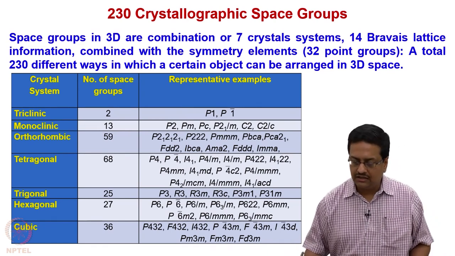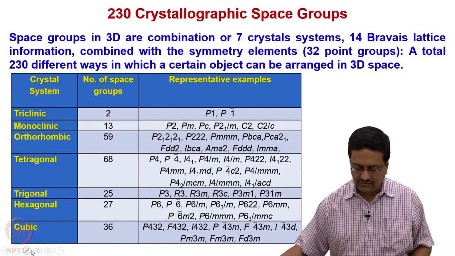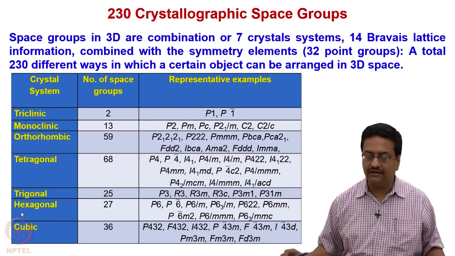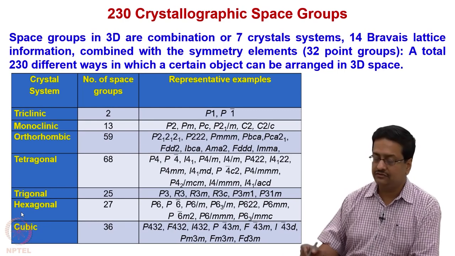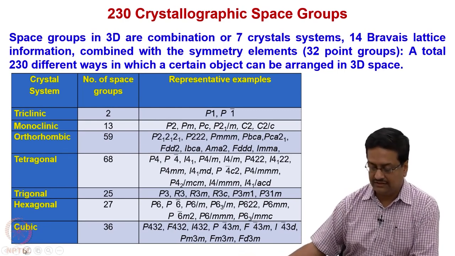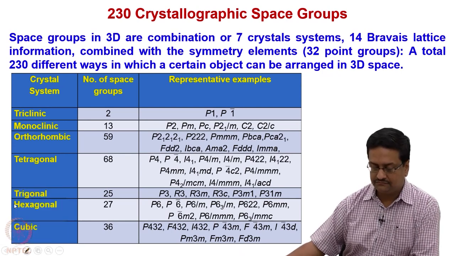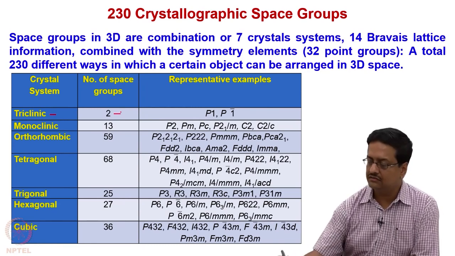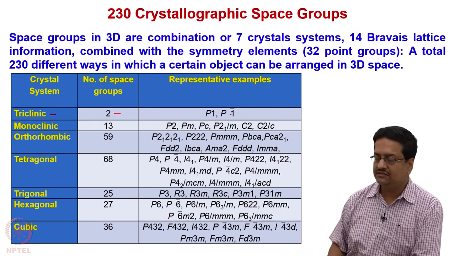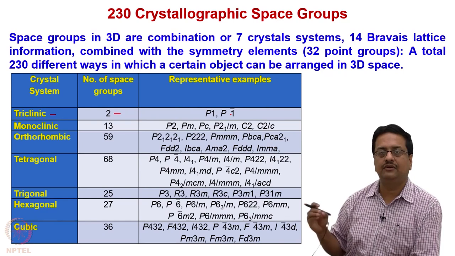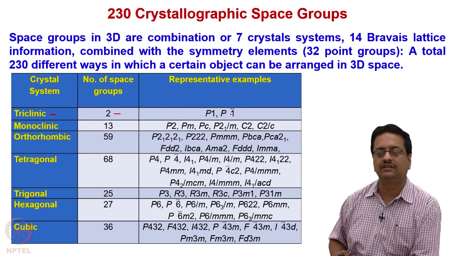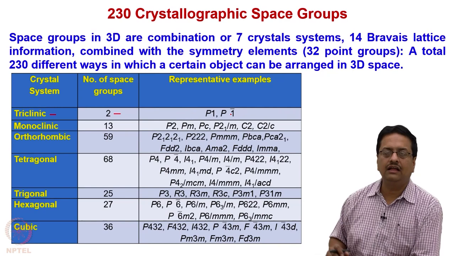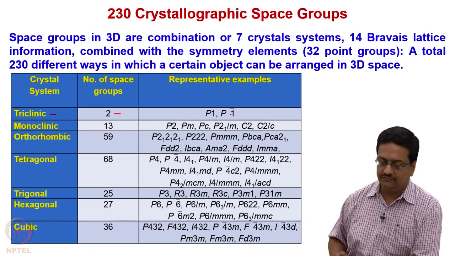So if you can concentrate here on the new table, we have categorized or classified these crystallographic space groups in different types of lattices. Here we have, under triclinic, 2 space groups, which are only P1 and P1 bar, which means the first letter P stands for primitive, and 1 or 1 bar stands for the corresponding symmetry that is present. So 1 means there is no symmetry, and 1 bar, as we already know, means the inversion center.